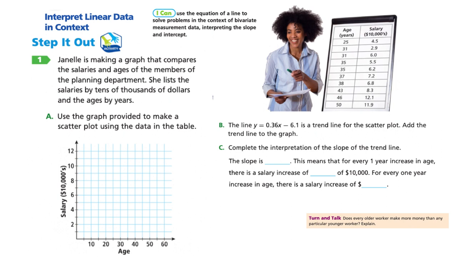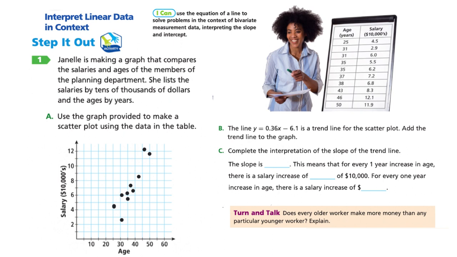B, the line y equals 0.36x minus 6.1 is a trend line for the scatter plot. Add the trend line to the graph. So once you have all this graphed, you'll use this as your trend line. C, complete the interpretation of the slope of the trend line. The slope is what? This means for every 1 year increase in age, there is a salary increase of what? Of 10,000. So go ahead and pause the video here, work on those, and then come back and we'll work on them together.